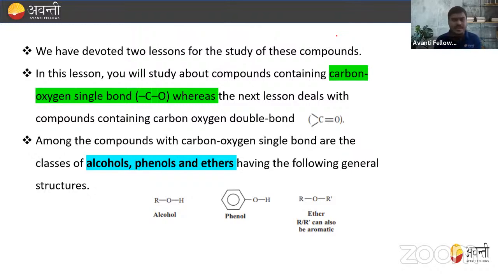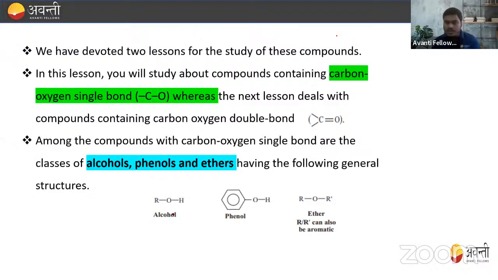carbon oxygen chemistry, right? So in this lesson you will study the compounds containing a carbon and oxygen single bond, right? That is C-O-H, whereas in the next classes we are going to study aldehyde, ketone, and carboxylic acid, where we have a double bond between carbon and oxygen, right? So among the compounds with the carbon oxygen single bond are the classes of alcohol, phenol, and ethers, and they have the following general structures that you all know, right?